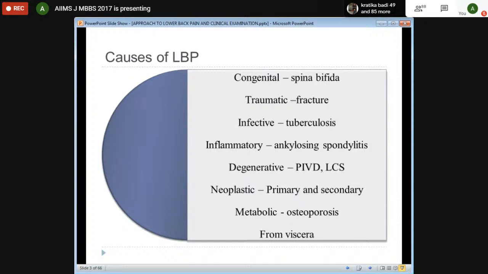Then degenerative causes, like intervertebral disc prolapse and lumbar canal stenosis. Lumbar canal stenosis is a narrowing of the lumbar canal. Then neoplastic causes, like primary neoplastic causes or secondary, like metastases. Then metabolic, osteoporosis, and referred pain from viscera.